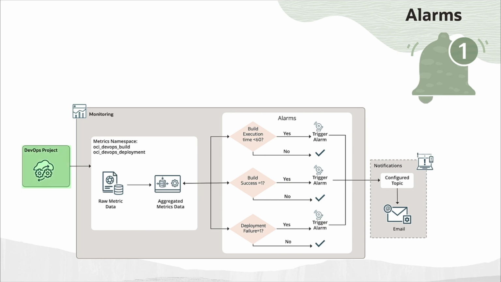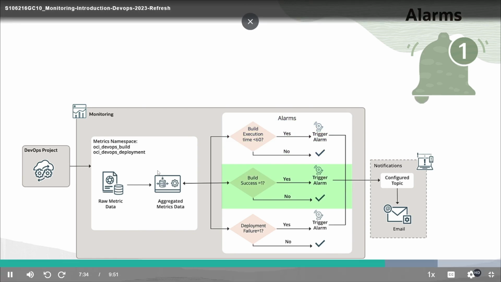You have configured a DevOps project. The monitoring service collects metrics as raw metric data. We then choose the metric namespaces for OCI DevOps build and OCI DevOps deployment to aggregate this data. There are 3 alarms created from 3 different metrics from these namespaces. The first one is the build execution time, and if it goes beyond 60 seconds, it should trigger an alarm. The second alarm is for reporting build success, and the third alarm for any deployment failures.